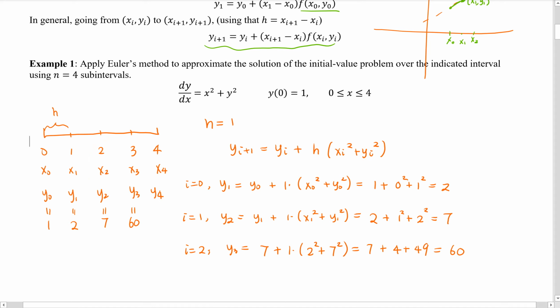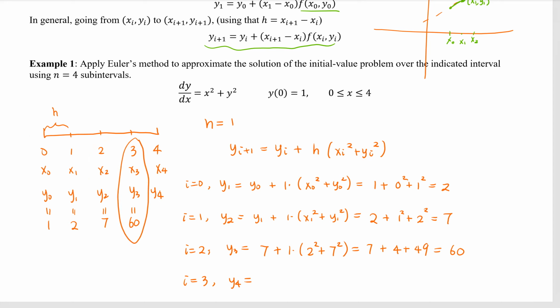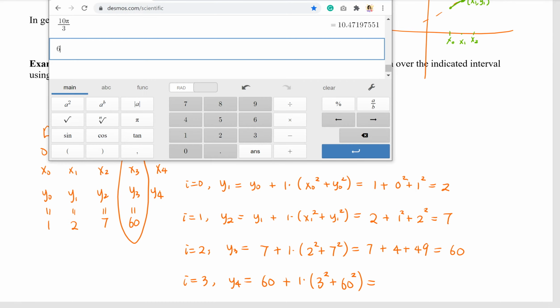So far, so good, everybody? Okay, and then we keep going. y4 is then use the previous points. y is going to be y3. The y value is 60 plus 1 times the x value is 3 squared plus the y value is 60 squared. Okay, this one we're going to need a calculator. 60 plus 3 squared is 9 plus 60 squared. Okay, so 3,669.